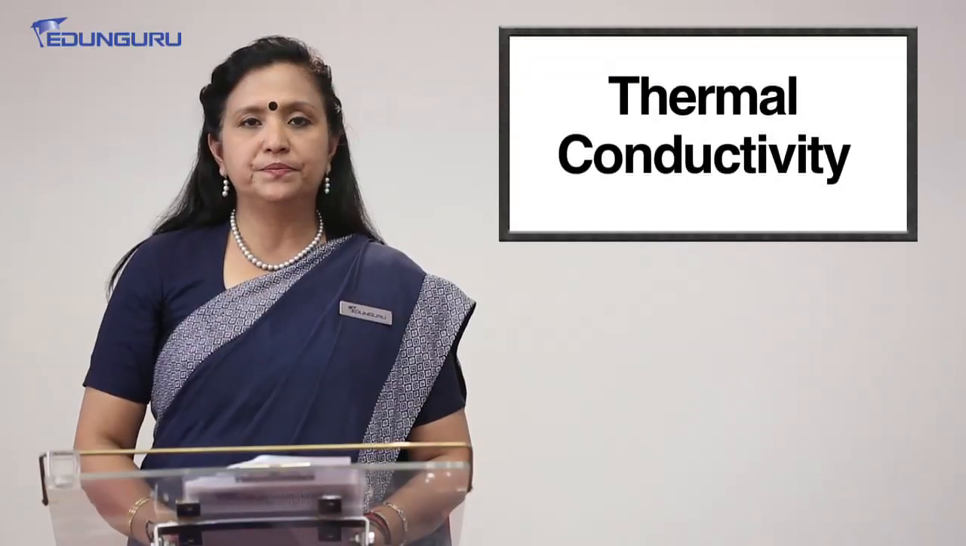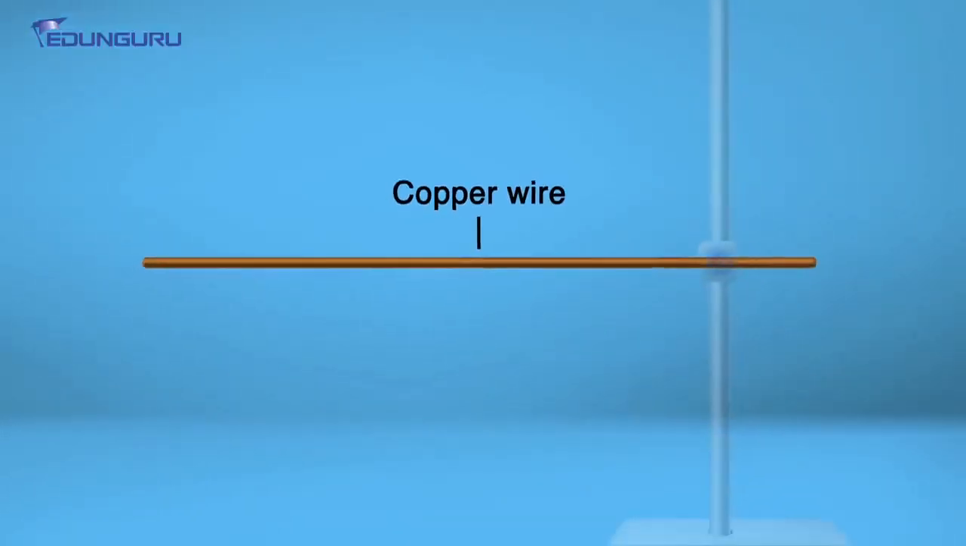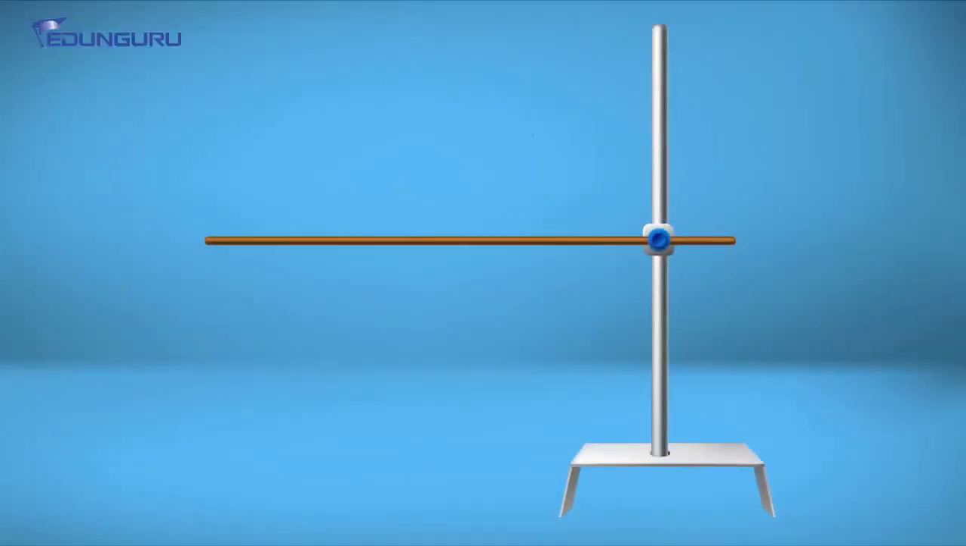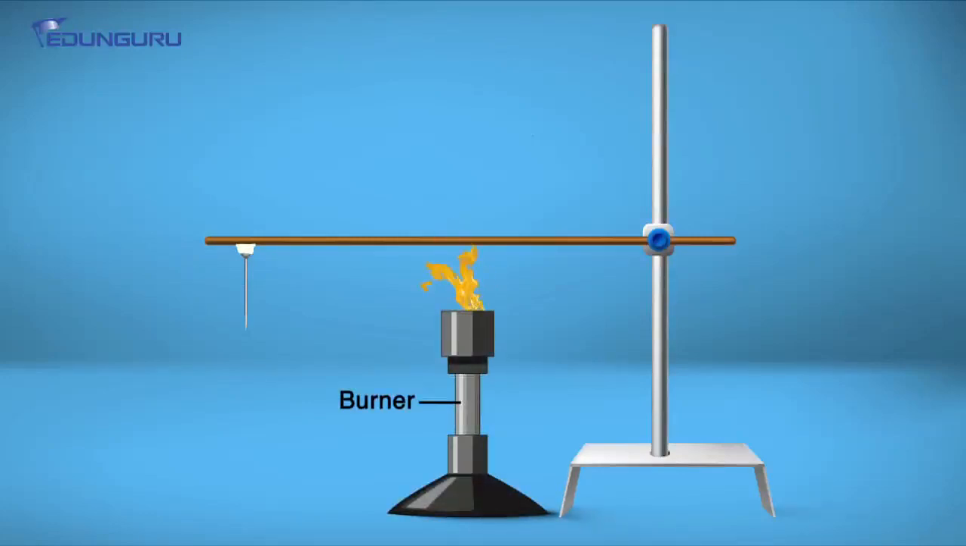We come to the next property, which is the thermal conductivity. For this, we will do a small activity as shown. We will take a small wire of copper or aluminium, fix it on the clamp as shown, and on the free end, we will fix a small pin with the help of wax. On the other end of the clamp, we will light a burner and allow the metal to heat. We will see that after some time, the pin falls down because the wax melts.